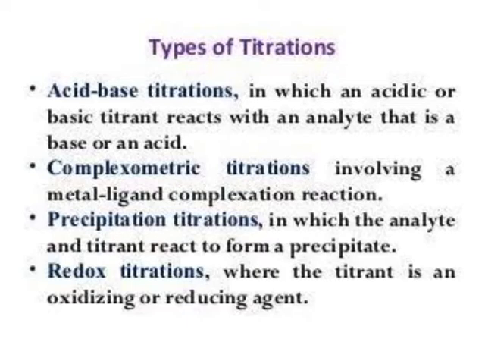Acid-base titrations, in which an acidic or basic titrant reacts with an analyte that is a base or an acid. Complexometric titrations involve a metal-ligand complexation reaction. Precipitation titrations, in which the analyte and titrant react to form a precipitate. While redox titrations, where the titrant is an oxidizing or reducing agent.